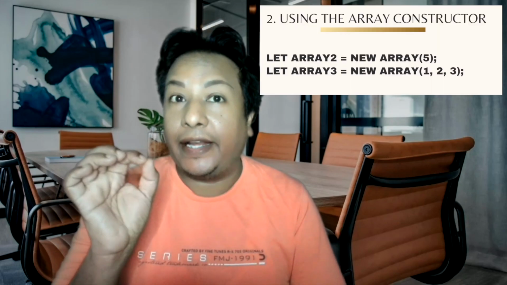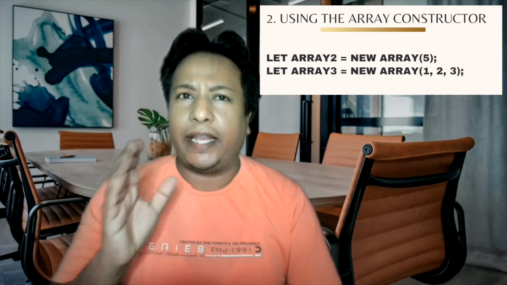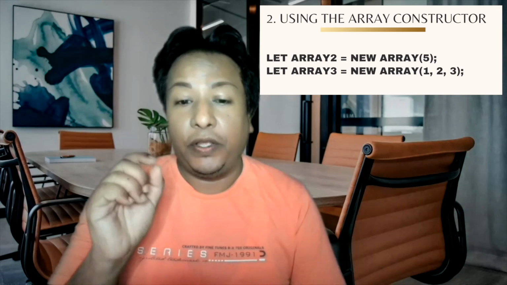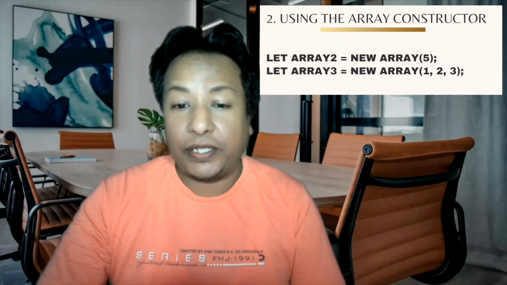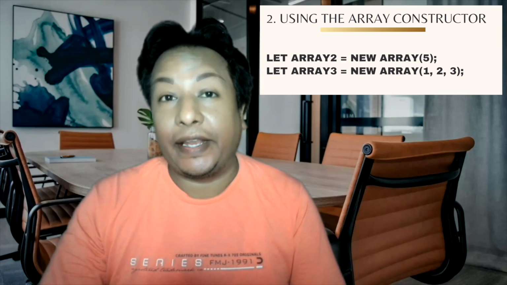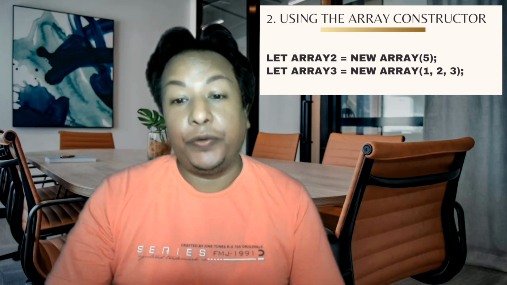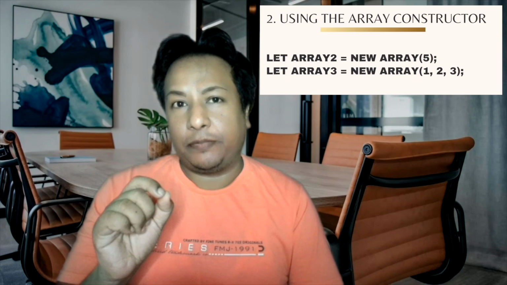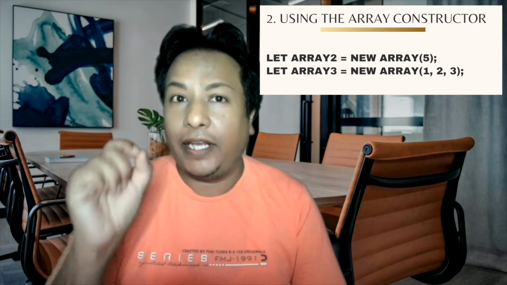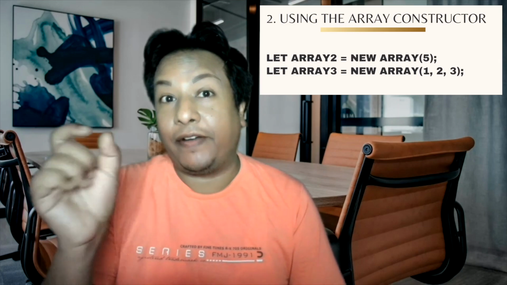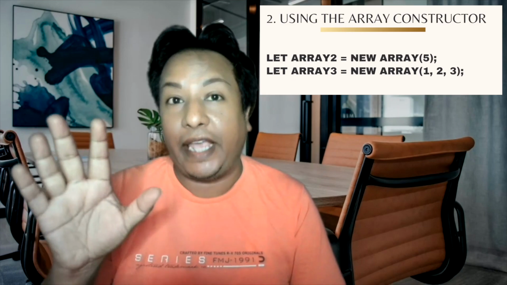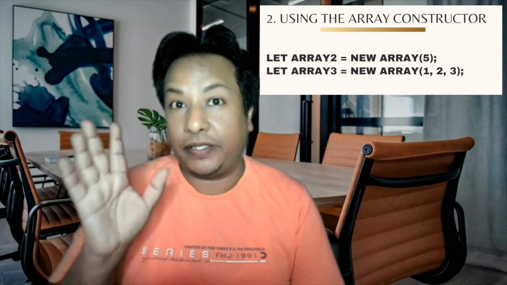The second way to create an array is the array constructor. Using the array constructor, we can use the new keyword. So we can declare an array by using let array2 equal to new Array(5) or new Array(1, 2, 3). But there is a difference. If we specify only one value, like new Array(5), it actually creates an array of 5 empty elements. So you just need to keep this in your mind.